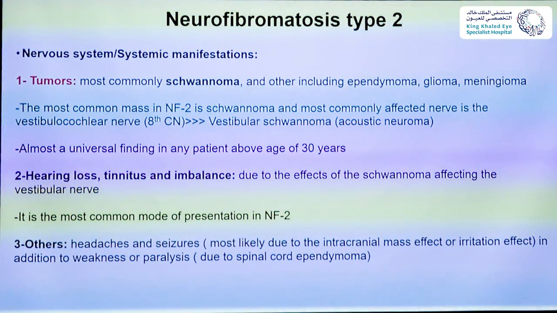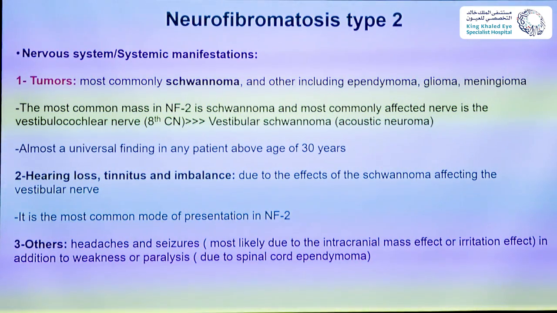So the most common site for schwannoma to involve in patients with NF2 is the vestibulocochlear nerve, which is the 8th nerve. So that's the name vestibular schwannoma, or acoustic neuroma, which is the second name. It's almost a universal finding in any patient with NF2. Because of the vestibular involvement, the patient usually presents with hearing loss, tinnitus, and imbalance because of the effect of the schwannoma on the vestibular nerve. And this is the most common mode of presentation in NF2 because that's the most common tumor that happens in NF2.